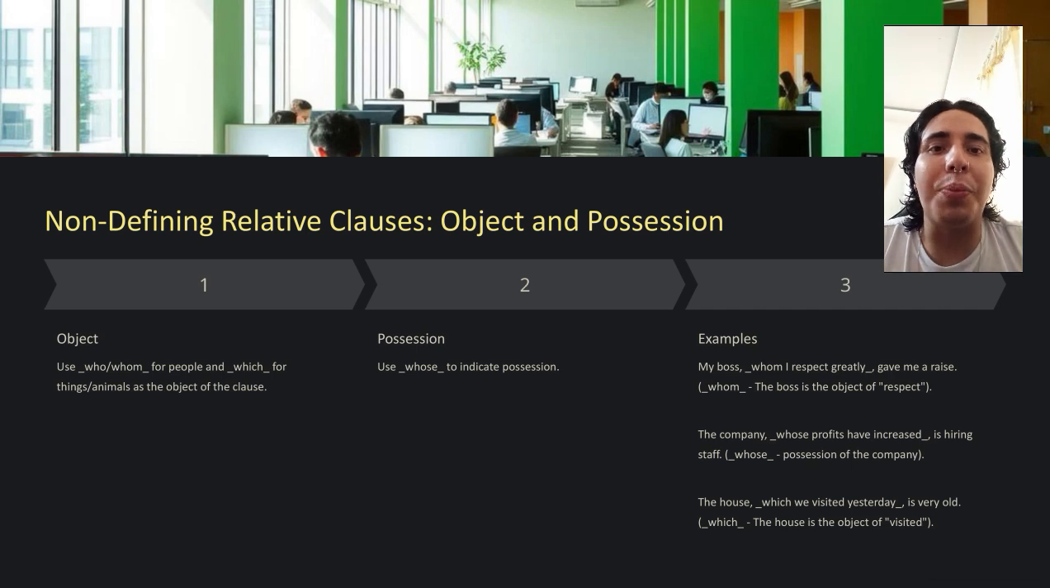The company whose profits have increased is hiring staff. Whose? The position of the company. The house which we visited yesterday is very old. Which? The house is the object of visit.